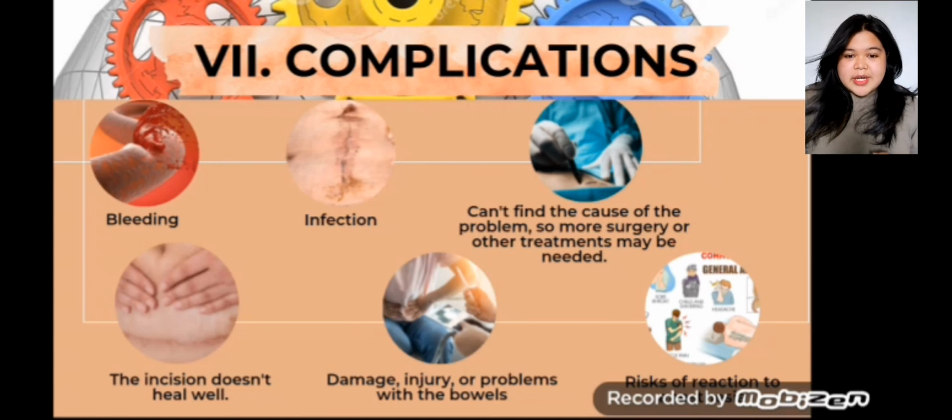For the last part of our discussion is the complication. Complications vary depending on the reason for the surgery. So the most common risks and possible complications include bleeding, infection, not finding the cause of the problem, so more surgery or other treatment may be needed, the incision not healing well, damage, injury, or problems with the bowel, and of course the risk of reaction to the anesthesia.